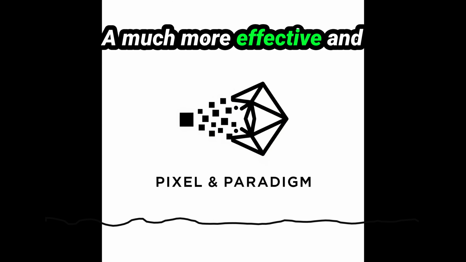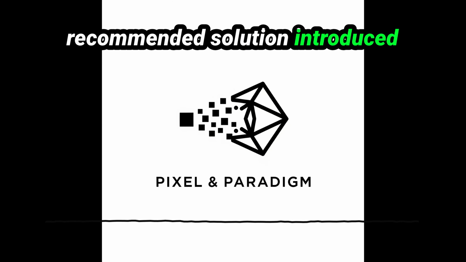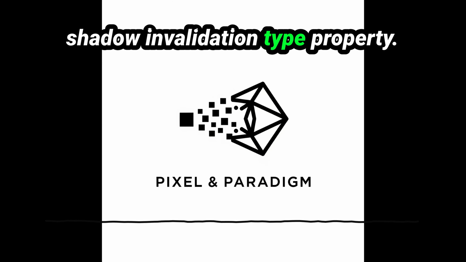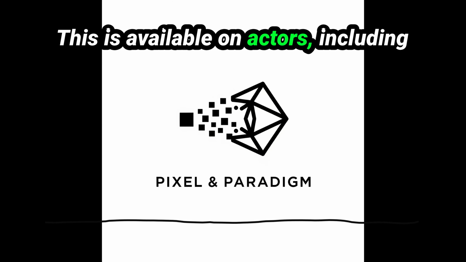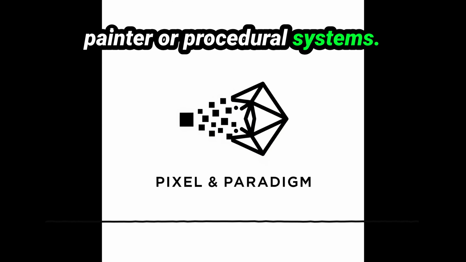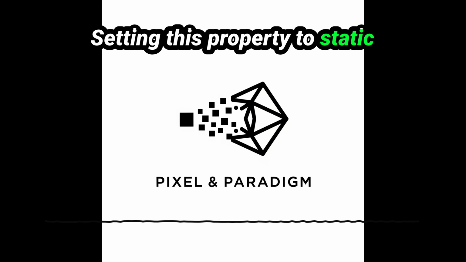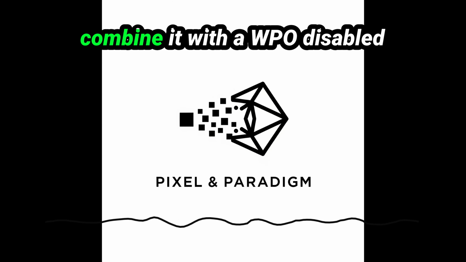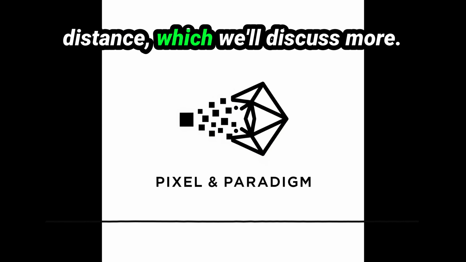A much more effective and recommended solution, introduced in Unreal Engine 5.3 and later, is the shadow invalidation type property. This is available on actors, including foliage actors placed via the foliage painter or procedural systems. Setting this property to static for your foliage actors is highly efficient, particularly when you combine it with a WPO disabled distance, which we'll discuss more.